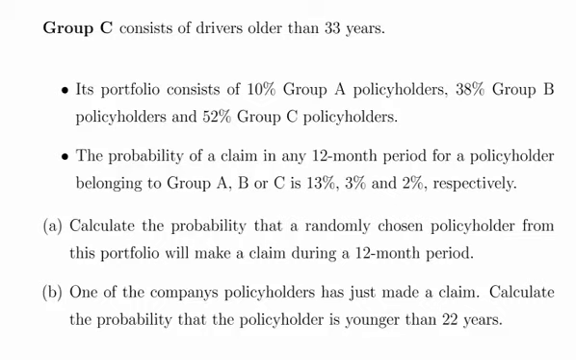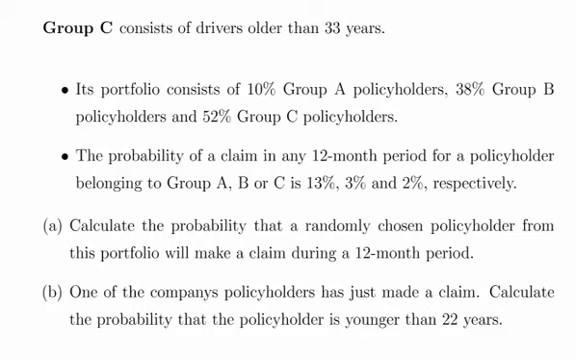Okay. Now, the probability of a claim in any 12-month period from a policyholder belonging to Group A, B, and C, respectively, is 13%, 3%, and 2%, respectively. So essentially what we're getting into here is the conditional probabilities of making a claim given that you're in one of these three groups. So we have two questions here. Calculate the probability that a randomly chosen policyholder from this portfolio will make a claim during the 12-month period.